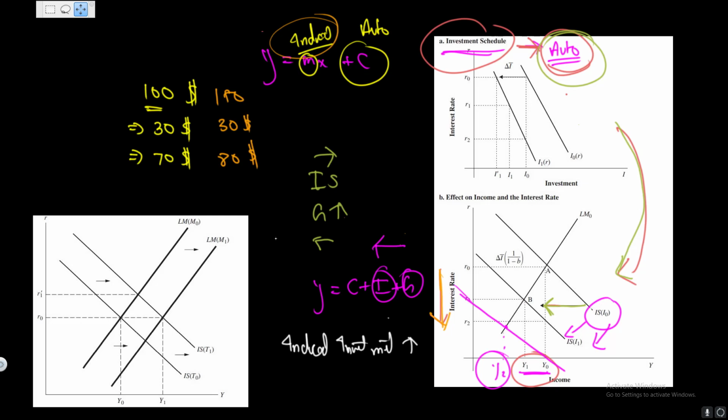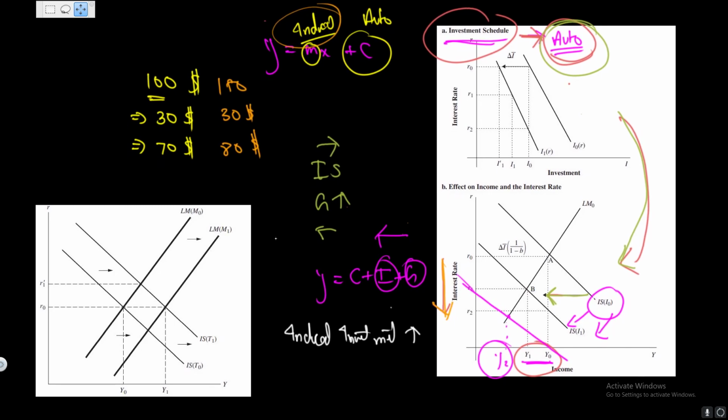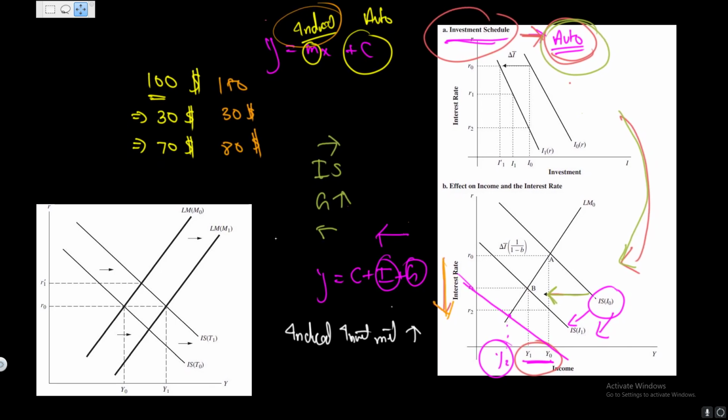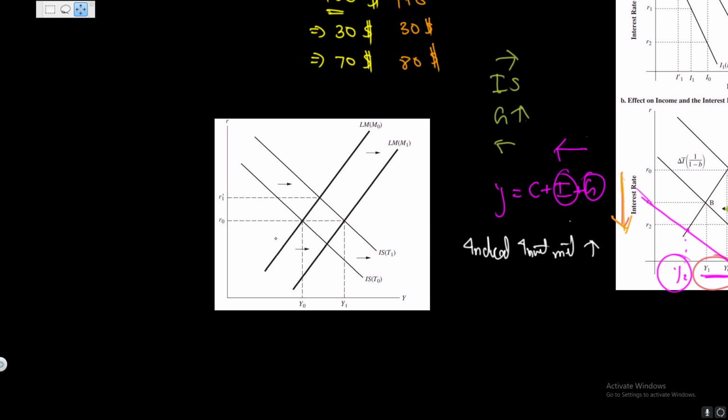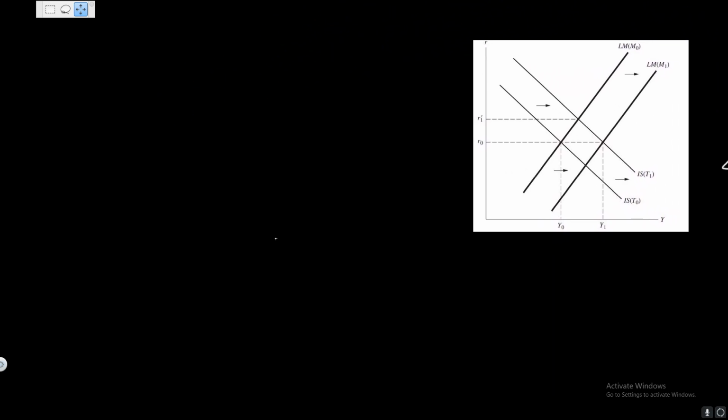We have studied four policies thus far. We have studied the effect of taxation, the effect of government spending, the effect of investment, and the effect of the money supply. When we combine all of them, we can increase the income, but without changing the interest rate significantly. How can we do that?